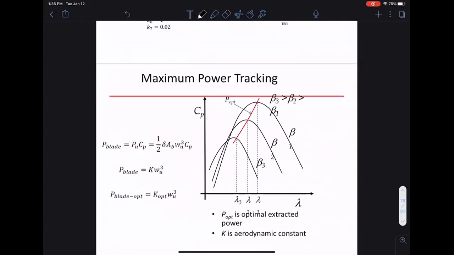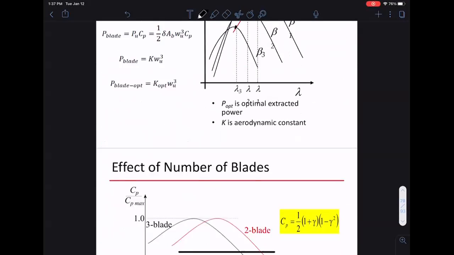Maximum power tracking, as we said, basically means you want to operate at the highest point of the curve. So you keep changing your lambda to track this highest point. That's the maximum power tracking. Then if you look at the impact of the number of blades.